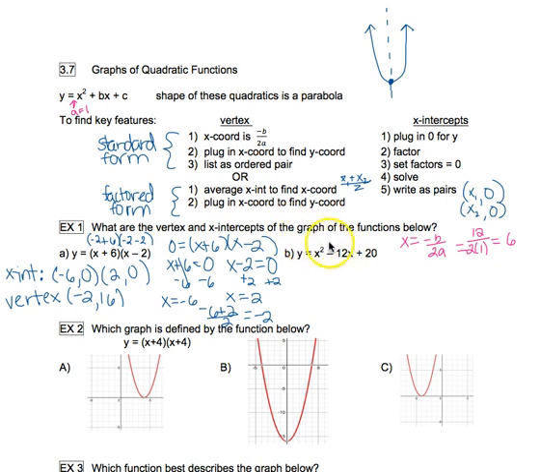Then I'm going to plug it in to find the y-coordinate. So 6 squared minus 12 times 6 plus 20. So we can plug that all into the calculator. 6 squared is 36, and 12 times 6 gives us 72. So I have 36 minus 72 plus 20, which gives me negative 16.